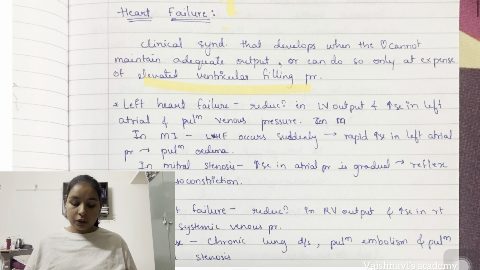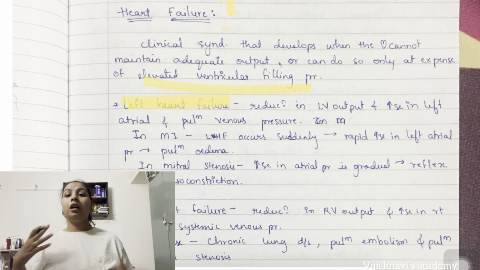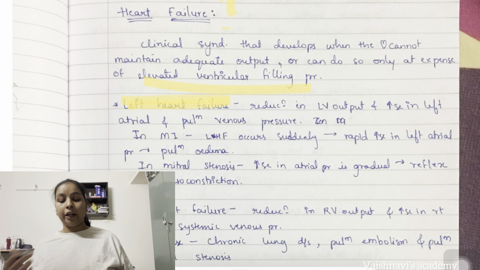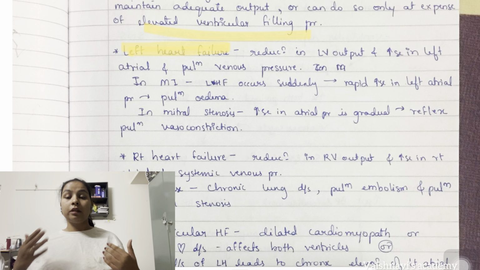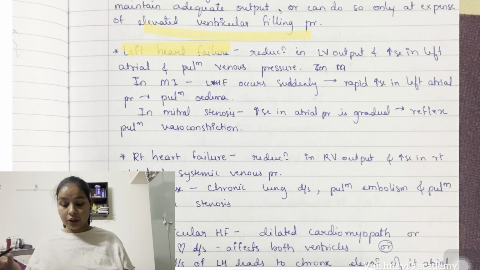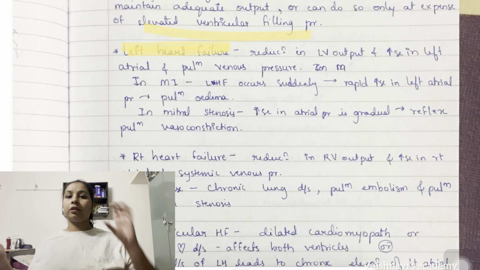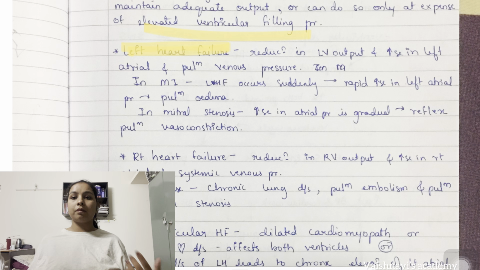So first, what is left heart failure? It is reduction in left ventricular output and raise in left atrial and pulmonary venous pressure. In the same way, we'll call the right heart failure, that is reduction in right ventricular output and raise in right atrial and systemic venous pressure. There we have pulmonary venous pressure, here we have systemic venous pressure.